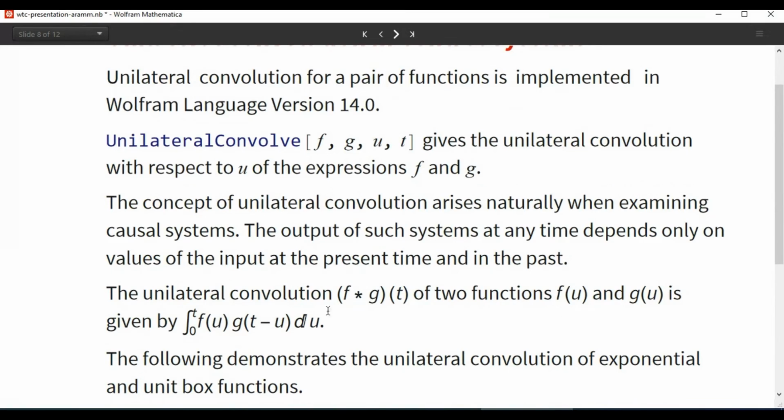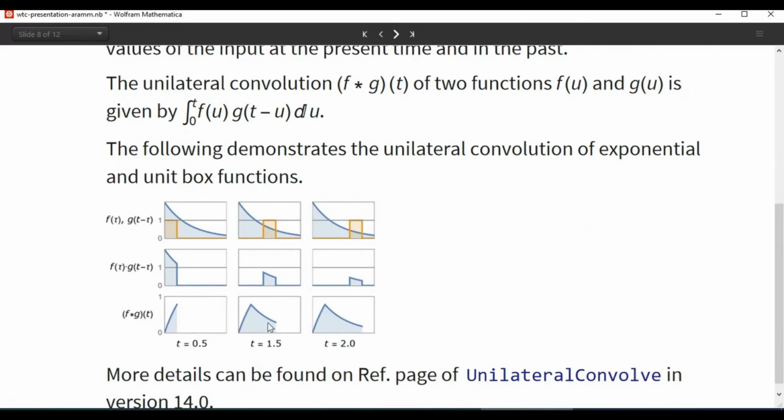So the unilateral convolution of 2 functions f and g can be calculated with this integral expression presented here. And here is a simple picture which demonstrates unilateral convolution of exponential function and unit box functions. The first row are the functions. The blue line is the exponential function, f of tau, and the yellow line is the unit box function, g of t minus tau. They are plotted for different times. In the second row, you can see the product of these 2 functions, and third line is actual unilateral convolution for these 2 functions.